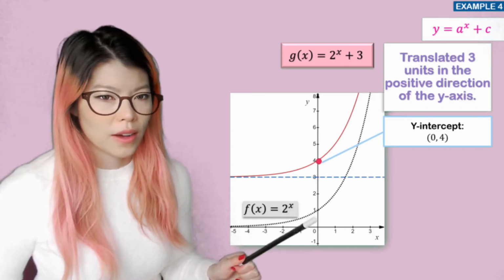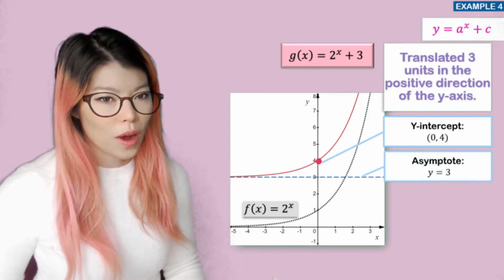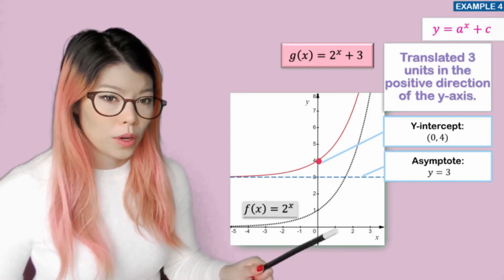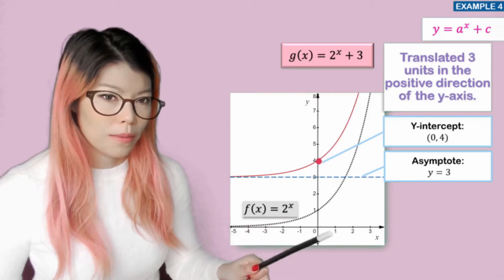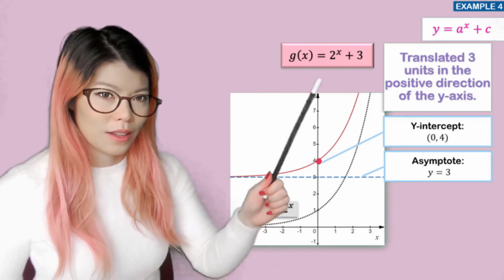And where is our asymptote? Instead of y equals 0, we're going to add 3. So now it's y equals 3. Now, you can add in the point (1, 2). Instead of (1, 2), it's going to be 1 and 2 plus 3 is 5.